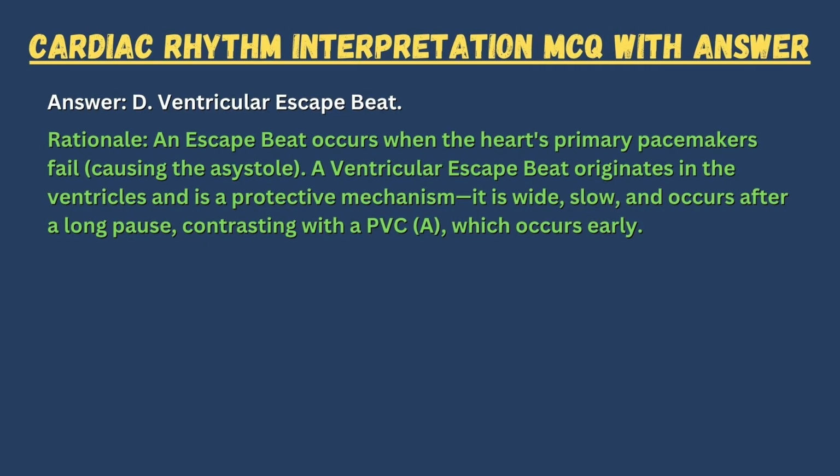Rationale: an escape beat occurs when the heart's primary pacemakers fail, causing the asystole. A ventricular escape beat originates in the ventricles and is a protective mechanism. It is wide, slow, and occurs after a long pause, contrasting with a PVC, A, which occurs early.